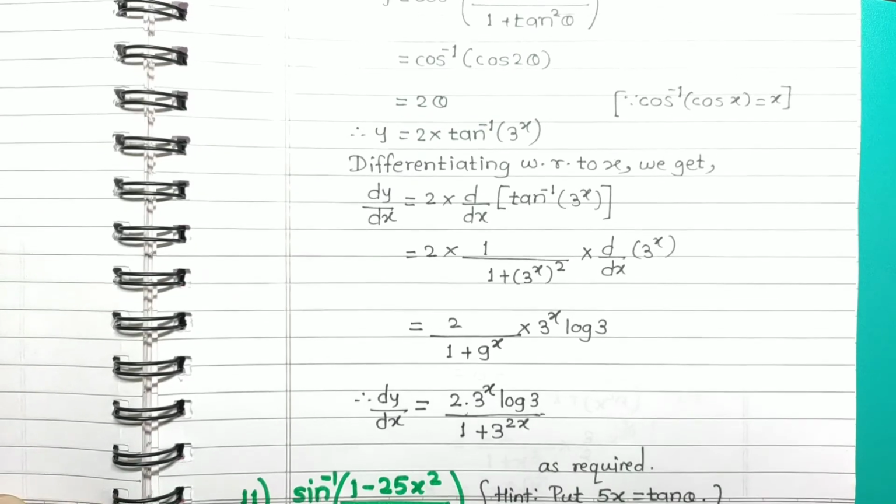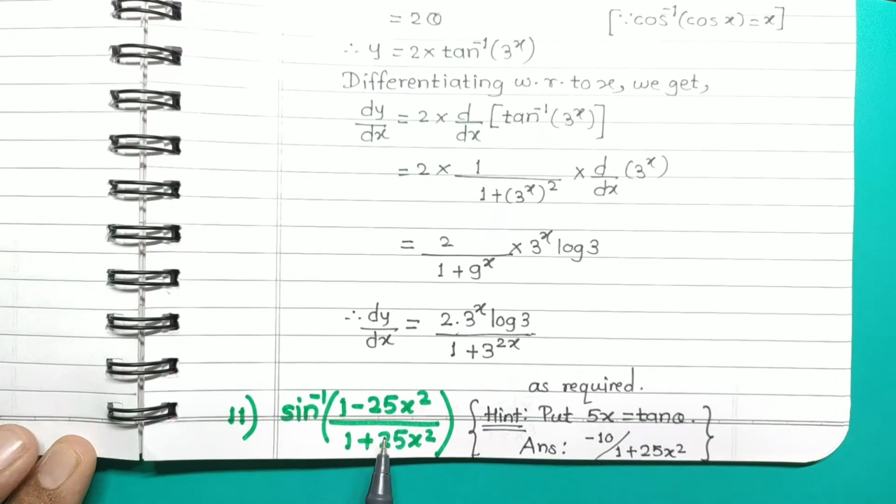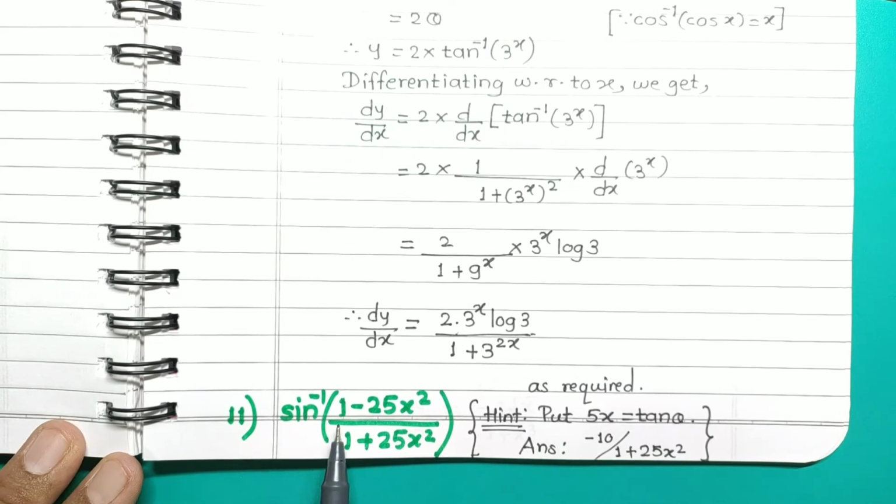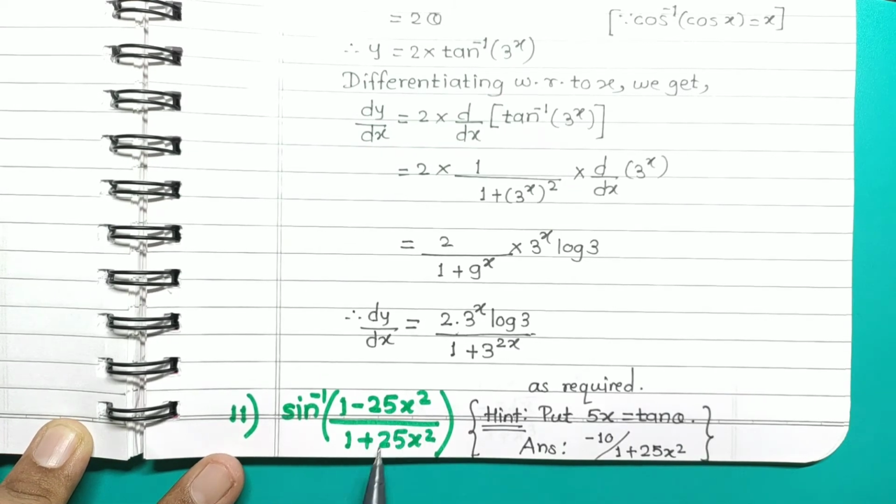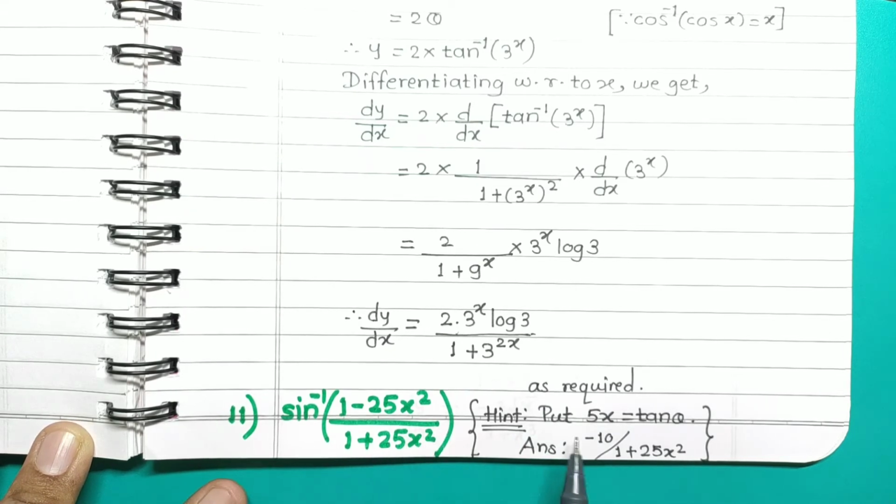Okay, and then again this next example you try on your own. Here sine inverse of (1 minus 25x square) upon (1 plus 25x square). You write this 25x square as (5x) whole square, then it will be like 1 minus tan square theta upon 1 plus tan square theta. Observing this, you put 5x is equal to tan theta and get derivative dy by dx as minus 10 upon 1 plus 25x square. Okay.